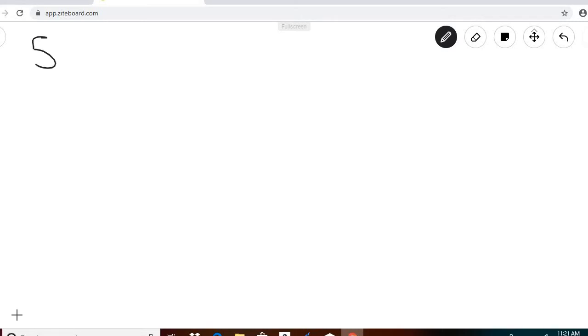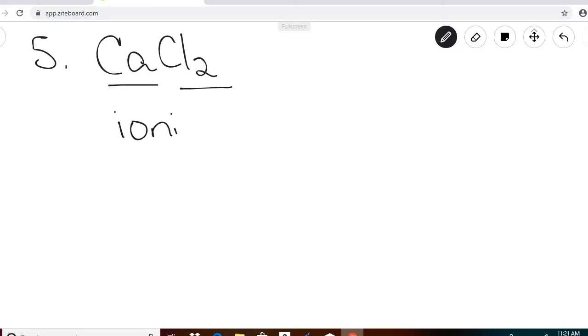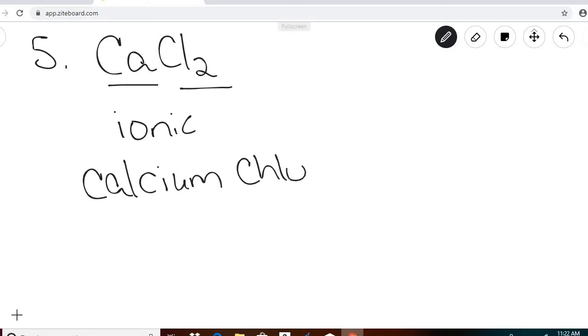Okay, let's look at number 5. And number 5 is asking us to name these compounds. So the first one is CaCl2. The first thing you should notice about this one is this is a metal and this is a non-metal. So it's an ionic compound. And when we name ionic compounds, the first one we just give its name, and the second one we put the ending "ide" on it. Okay, so that is calcium chloride, ionic compound.